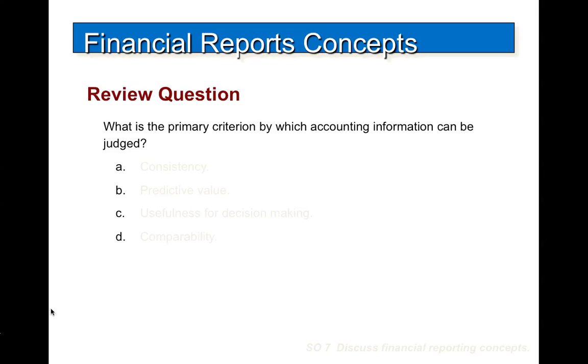The review question. What is the primary criterion by which accounting information can be judged? Is it consistency? It is comparability. I don't know if you can see that on there.